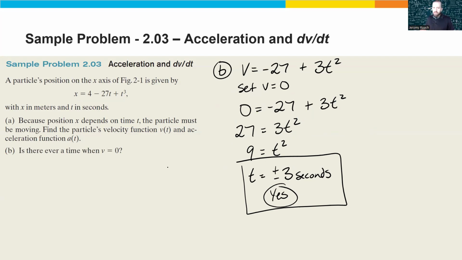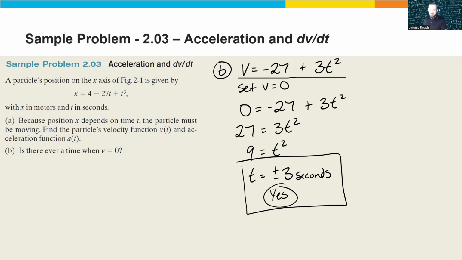Part B says, is there ever a time where velocity is equal to 0? And so we're going to set velocity equal to 0. This is the function for velocity that was calculated from part A. And we just set that equal to 0. So 0 is negative 27 plus 3t squared. And then we solve for t.